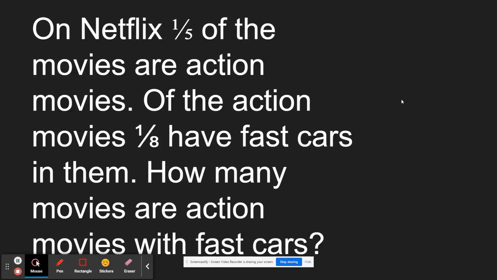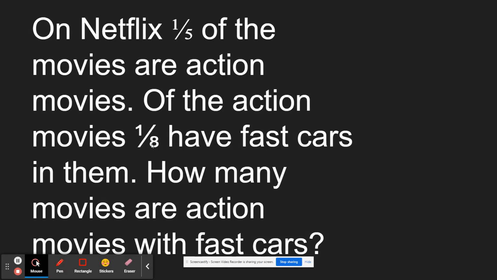On Netflix, 1/5 of the movies are action movies. Of the action movies, 1/8 have fast cars in them. How many movies are action movies with fast cars? So we are trying to find how many action movies, which we have 1/5 action movies, have fast cars.